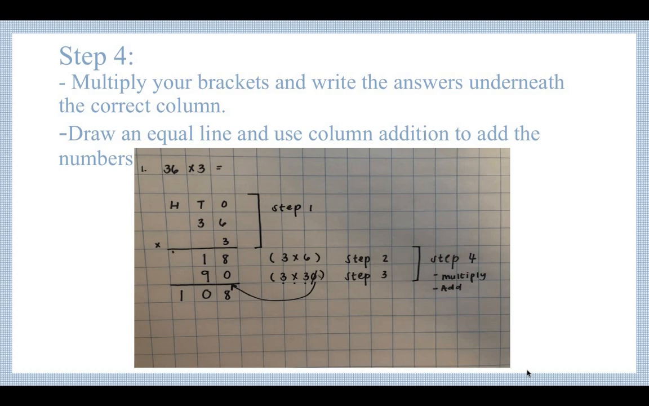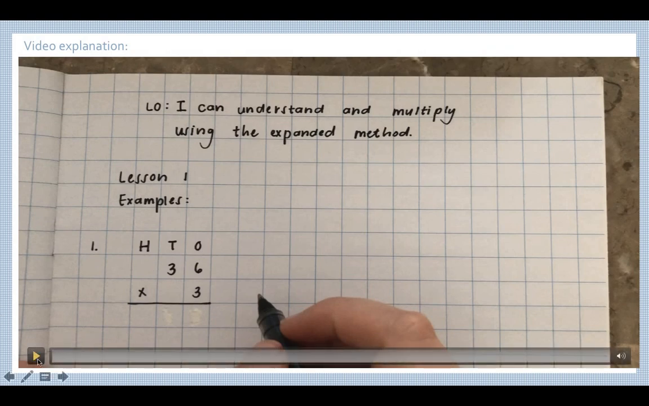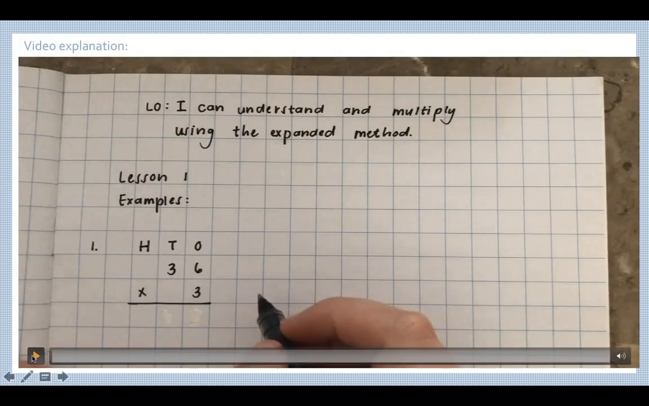Step 4. Multiply your brackets and write the answers underneath the correct column. Draw an equal line and use column addition to add the numbers together. So as you can see, our step 4 is over here. You're going to multiply, write down, multiply, write down, and you're going to add these two numbers together to get your answer. Don't worry, I will show you a video now on how to do it. This is by using our step-by-step instructions. Oh, sorry guys. There we go.